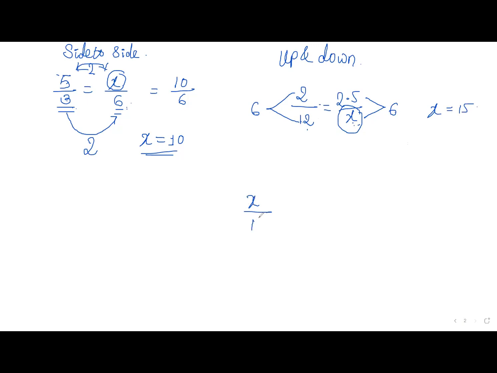Then if you are using the cross product, the same example you can solve with cross product. Suppose I'm taking the next one, x divided by 15 is equal to 8 divided by 20. So here it will be 20x is equal to 120. So x is equal to 6. Means here you can find out the value of x in different ways at the time of ratio and proportion examples. You can use these tricks also.